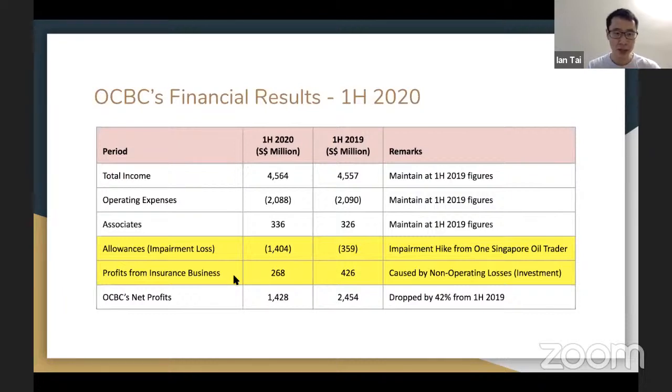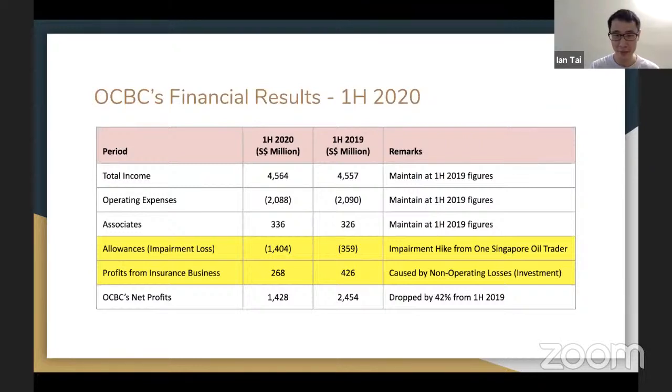And for Great Eastern, profits from insurance business, I'm not too worried about this, simply because, let's put it this way. If you remember, we had the MCO or the circuit breaker in March 2020, and then it lasted throughout April 2020 and then May and so on. During this period, there was a stock market crash. And Great Eastern Life have invested a lot of money in stocks. So when you have a worldwide stock market crash, of course, they're going to report a loss in value, all right?